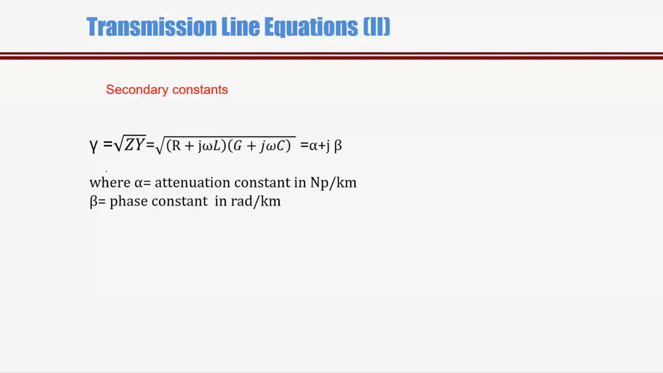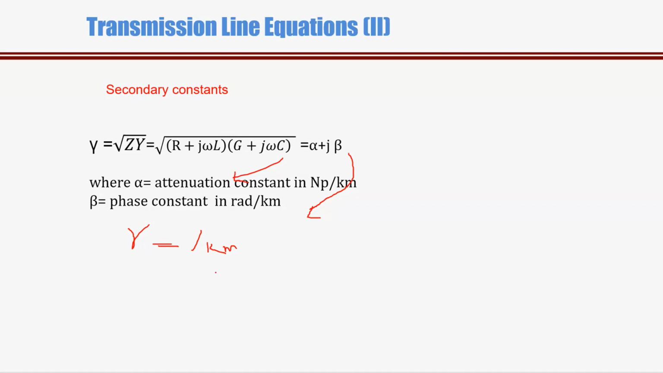So here first I have represented gamma. Gamma is given by the square root of Z into Y, which is equal to, what is Z? Z is R plus j omega L. And what is Y? Y is G plus j omega C. We already know that gamma is equal to alpha plus j beta, where alpha is the attenuation constant measured in Nepers per kilometer, and beta is called the phase constant measured in radians per kilometer, and gamma is measured in per kilometer.